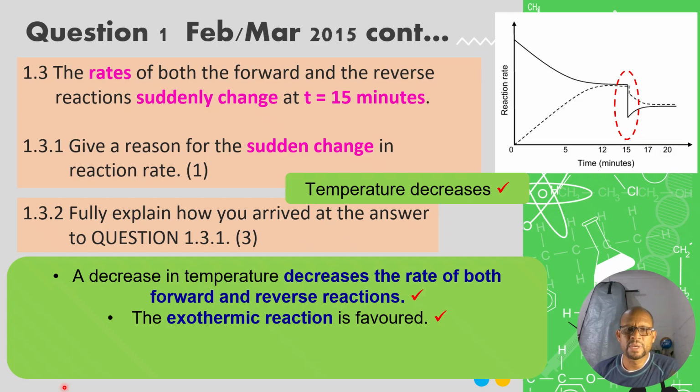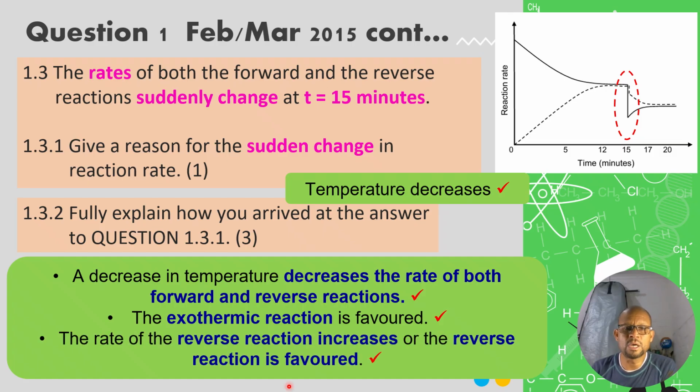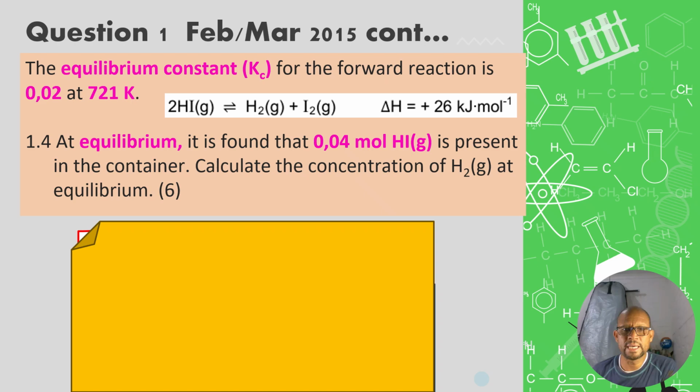So in this case, the exothermic reaction will be favored. Remember, a change in temperature in such a way that it decreases will always favor the exothermic reaction. And then last point, in this case, the exothermic reaction was the reverse reaction. So indicate that the reverse reaction increases or the reverse reaction is favored. So those are the 3 points that you have to raise in order to gain the 3 marks for this question. Okay, let's continue with the next part.